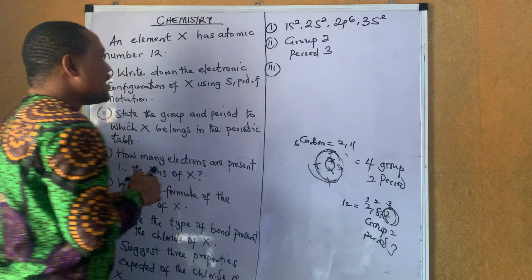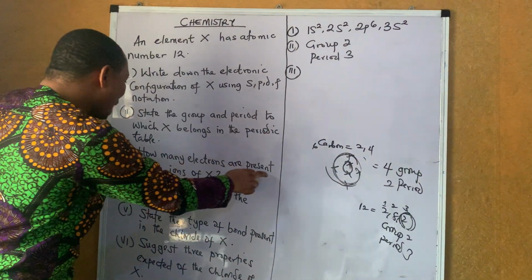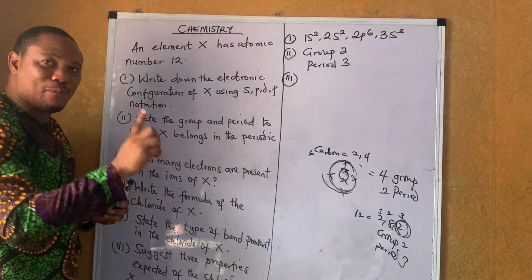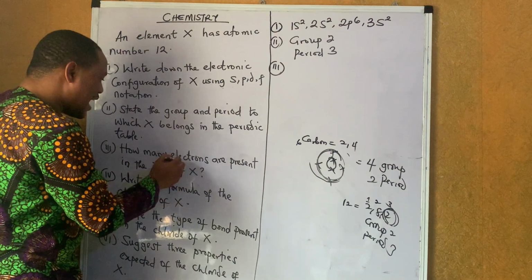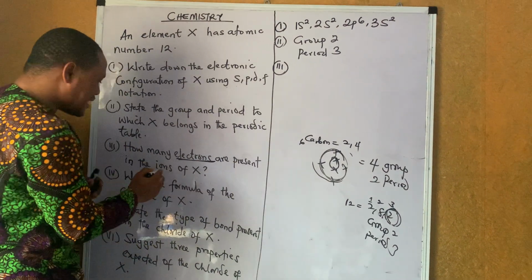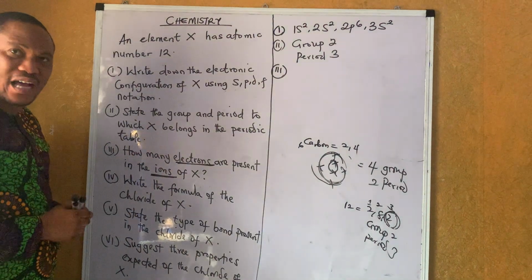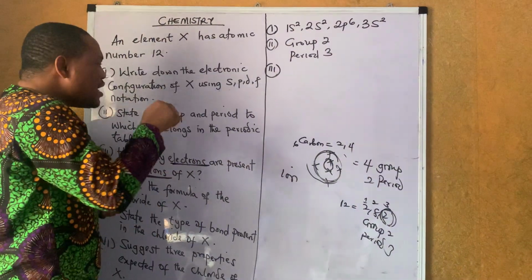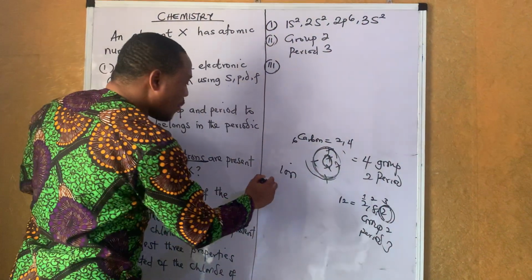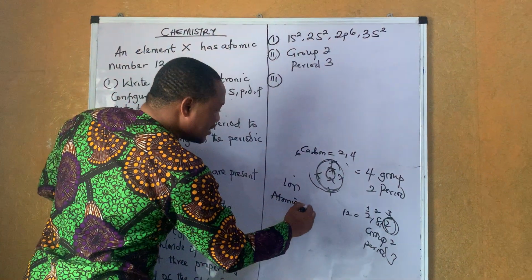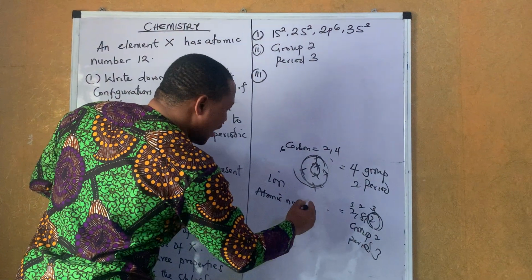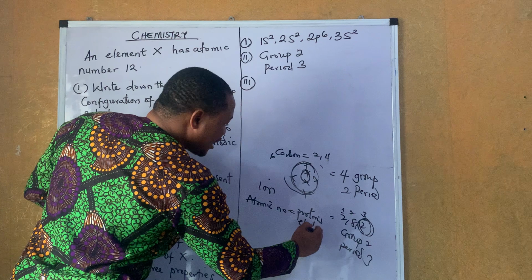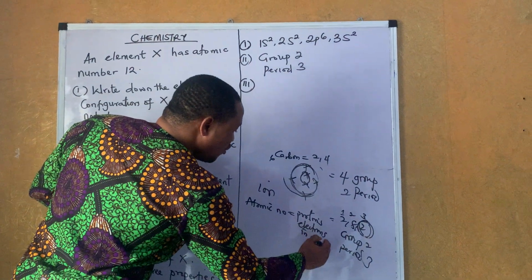Number 3, they said, how many electrons are present in the ions of X? Please pay attention to this. Very technical but simple. Can you see that? And what is an ion? A group of atoms that has charge. So what will happen? If you remember the definition of atomic number, they said atomic number is the number of protons, and the number of protons is equal to the number of electrons in a neutral atom.